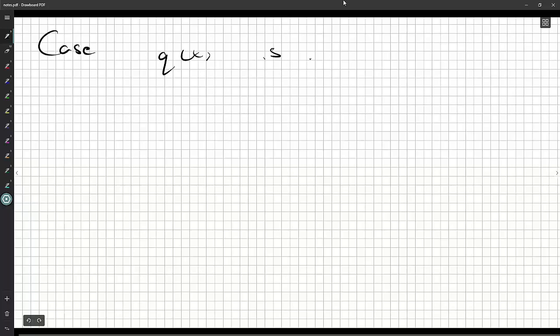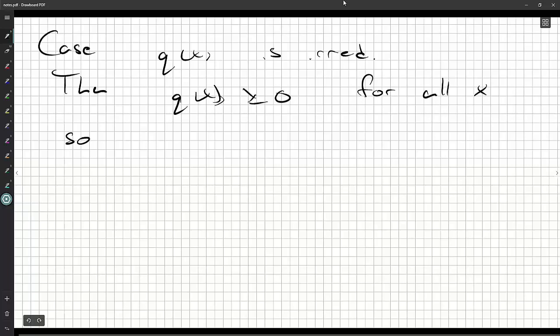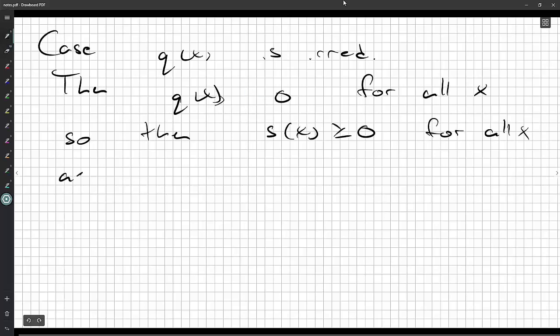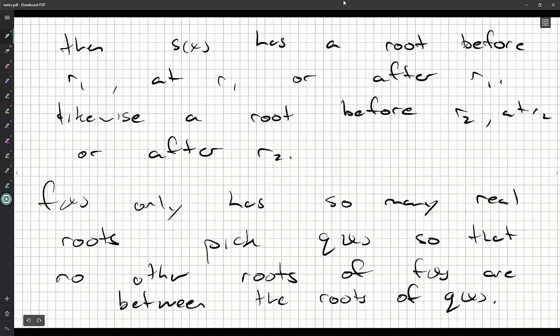Finally, case Q of x is irreducible. Then Q of x has to be greater than or equal to 0 for all x. So then S of x must be greater than or equal to 0 for all x. Actually, Q of x has to be greater than 0. Otherwise, f of x will be negative at some point. If S of x is negative at some point, f of x will be negative, because you're only ever multiplying by Q of x, which is always going to be a positive value. Okay, great.